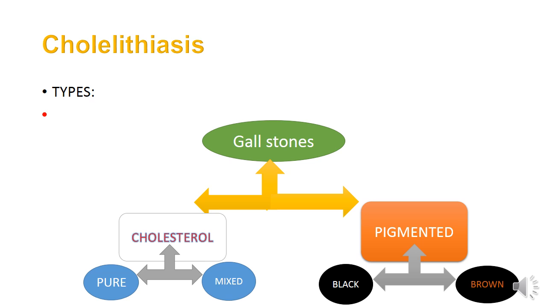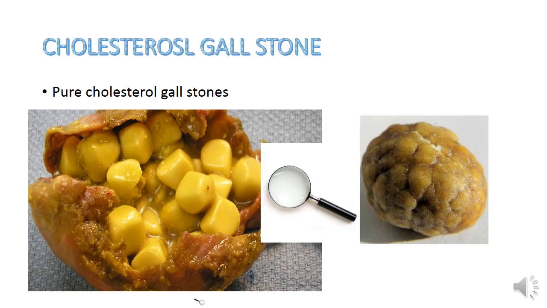First of all, about pure cholesterol gallstones. This is how it looks. I must admit it's not as gross and repulsive a sight as I had expected it to be. Now this is the case of multiple pure cholesterol gallstones. The stones are yellowish to greenish in color, and I've also shown what we get when we zoom in on one of these stones. Now let's see the composition.